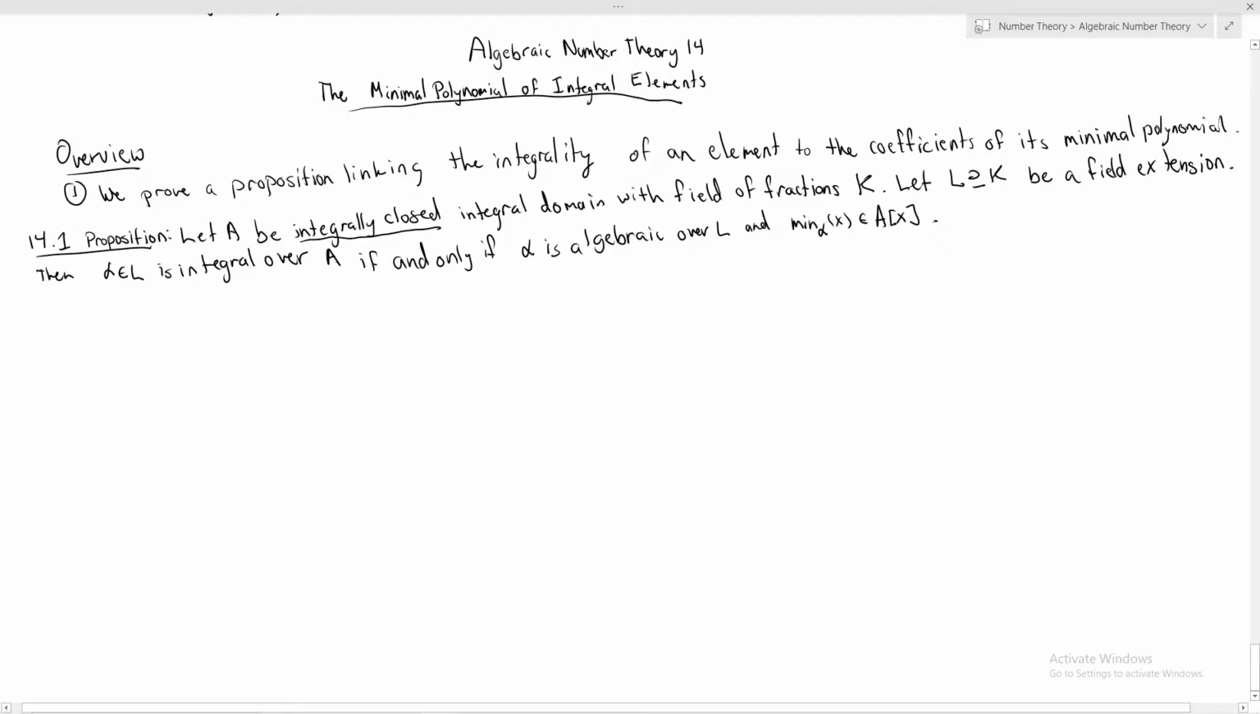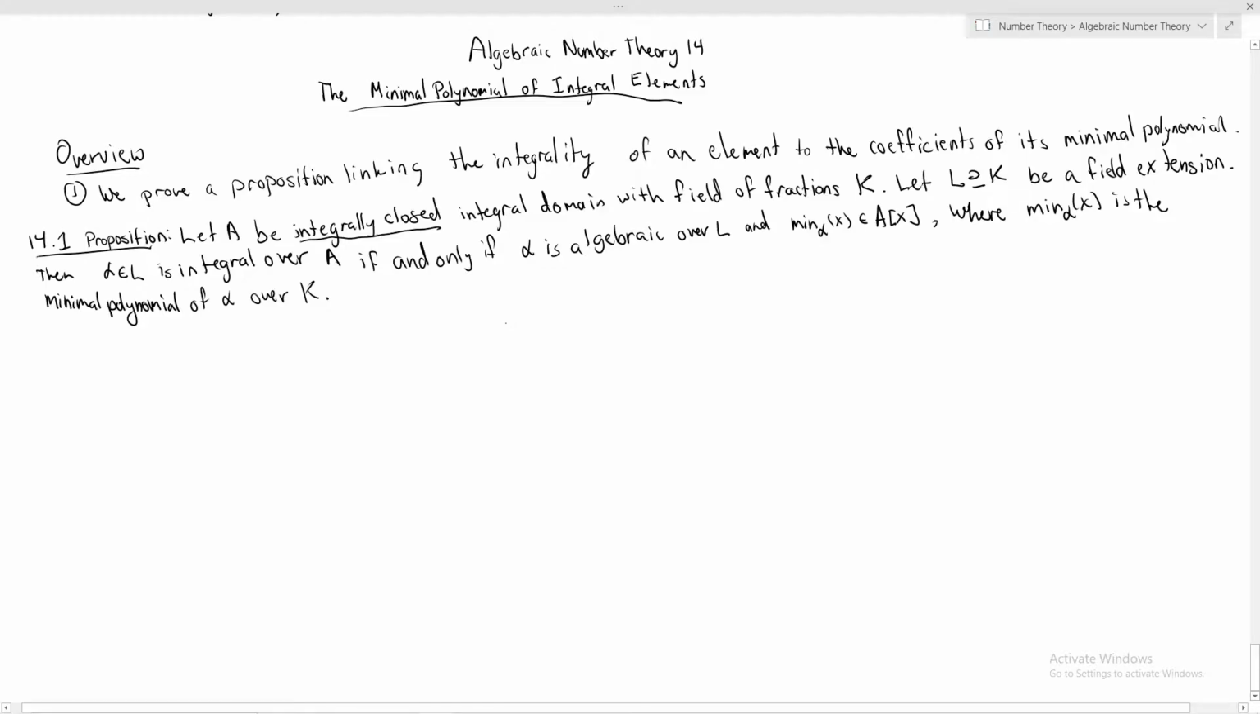And this minimal polynomial, I should be more specific, where min_alpha(x) is the minimal polynomial of alpha over K, the field of fractions.